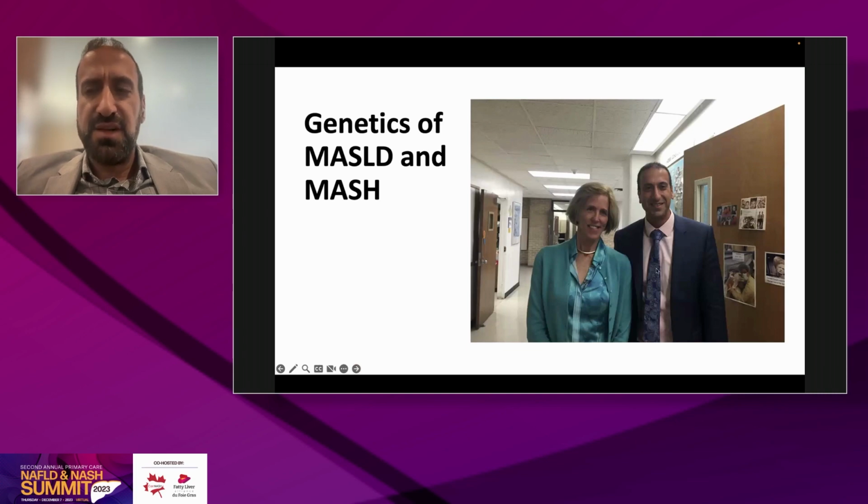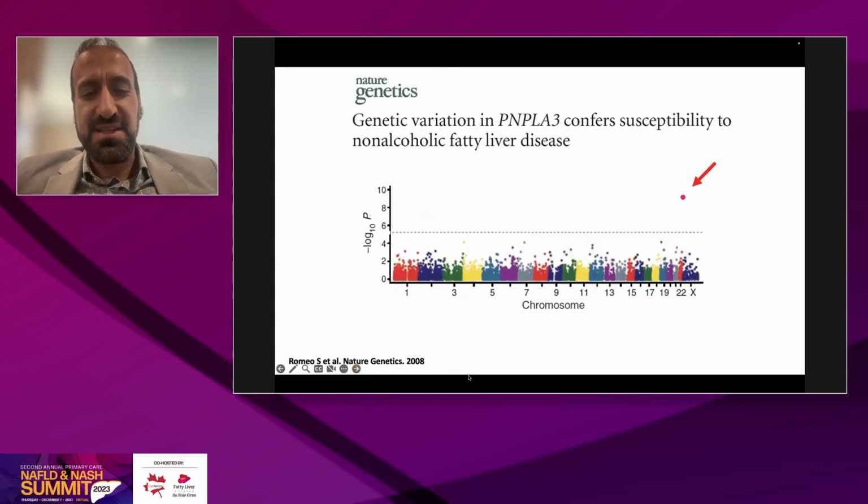This is actually a picture of myself without the beard a few years back with Dr. Helen Hobbs from UT Southwestern. And she discovered the first gene and polymorphism that predisposes certain ethnic groups to developing MASLD and NASH. It's called PNPLA3. This was the classic Nature Genetics paper published in 2008, where they did a genome-wide association study, a large cohort within the Dallas Heart Study. They had MRI spectroscopy to quantify liver fat. They divided the cohort into those with MASLD and those without significant steatosis, and identified this polymorphism in the PNPLA3 gene that predisposes patients to MASLD.